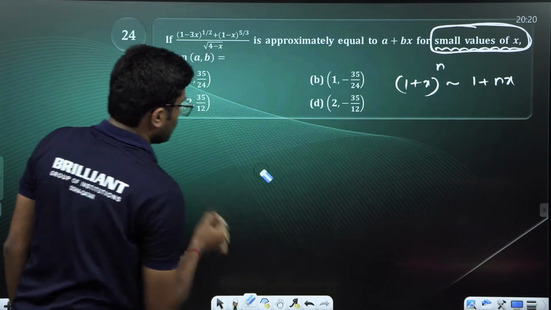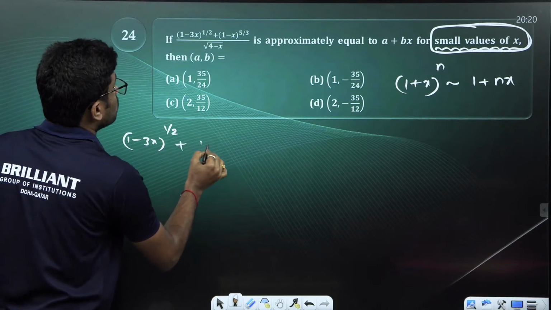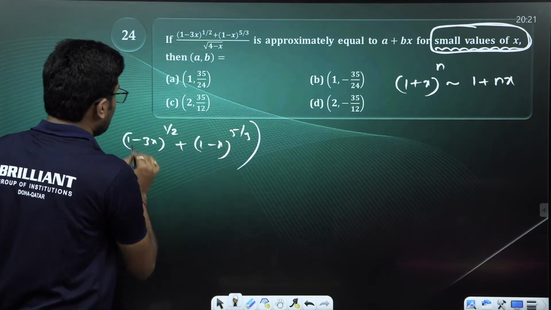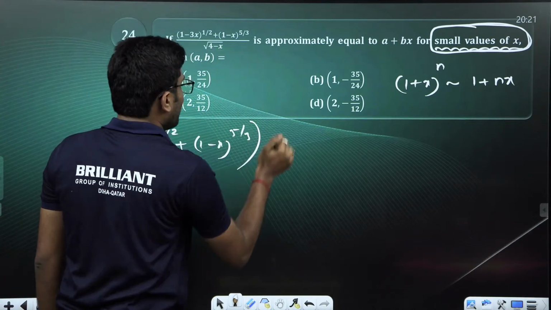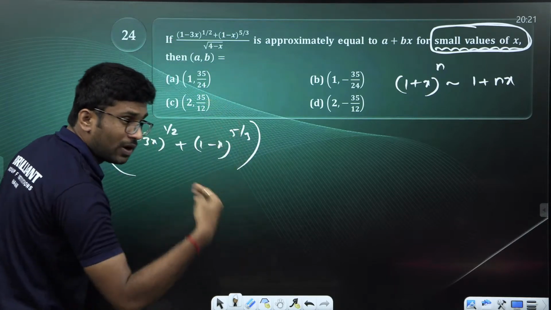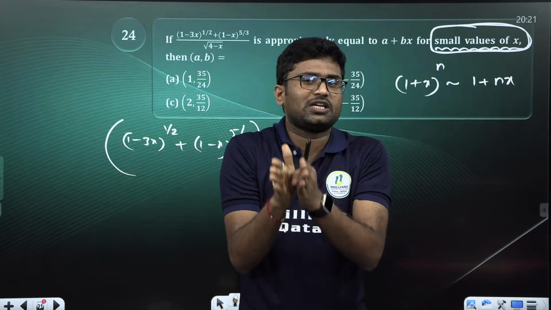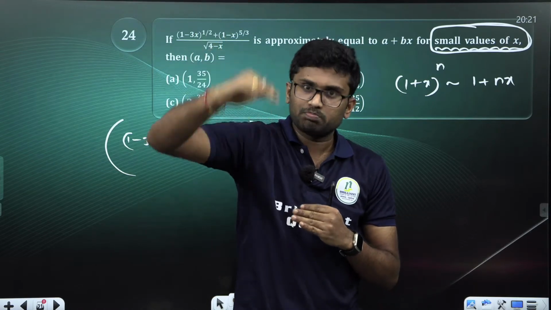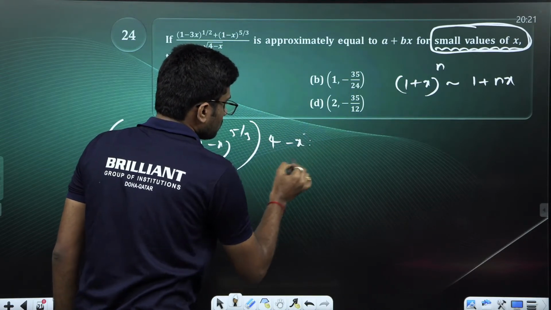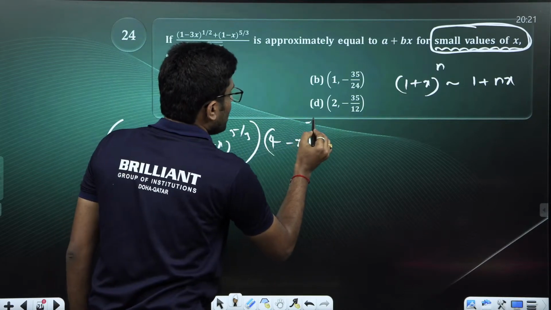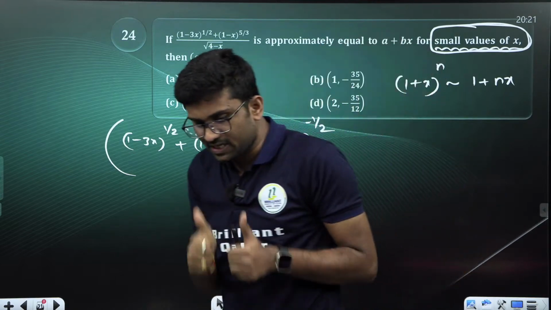Now I write (1 - 3x)^(1/2) as it is, plus (1 - x)^(5/3) as it is. In the denominator we have 4 - x to the power 1/2, but whenever you have small values, make sure in the denominator you have nothing. Whatever denominator part you have, bring it to the numerator. That means I can write this as (4 - x) whole raised to minus 1/2. Is this clear?